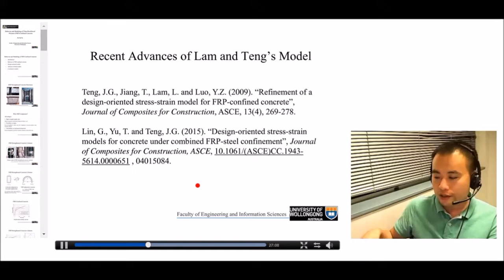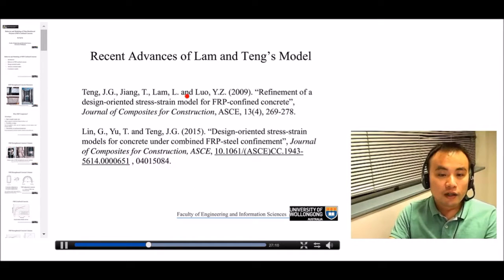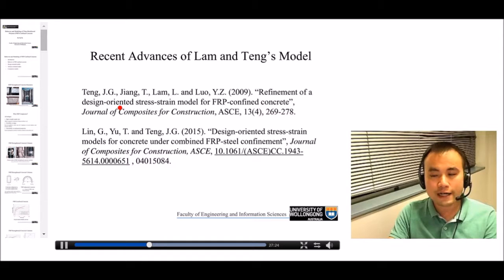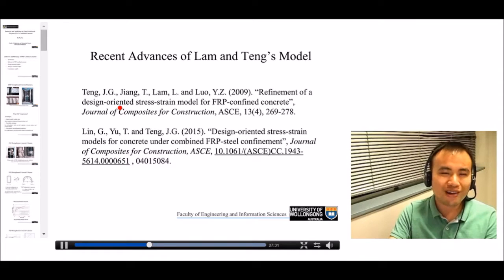And Lam and Teng's model was developed around 12 years ago, and now there are some recent advances of this model. In 2009, they published a refined version of the design model for circular columns. In this refined version, they basically provide some more accurate predictions for FRP-confined concrete with a relatively weak FRP jacket.